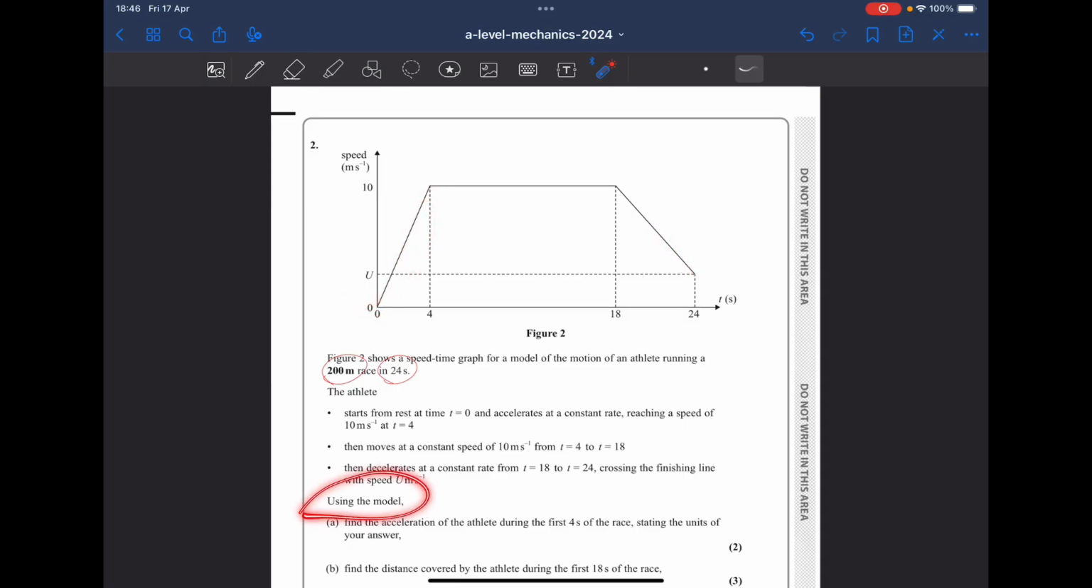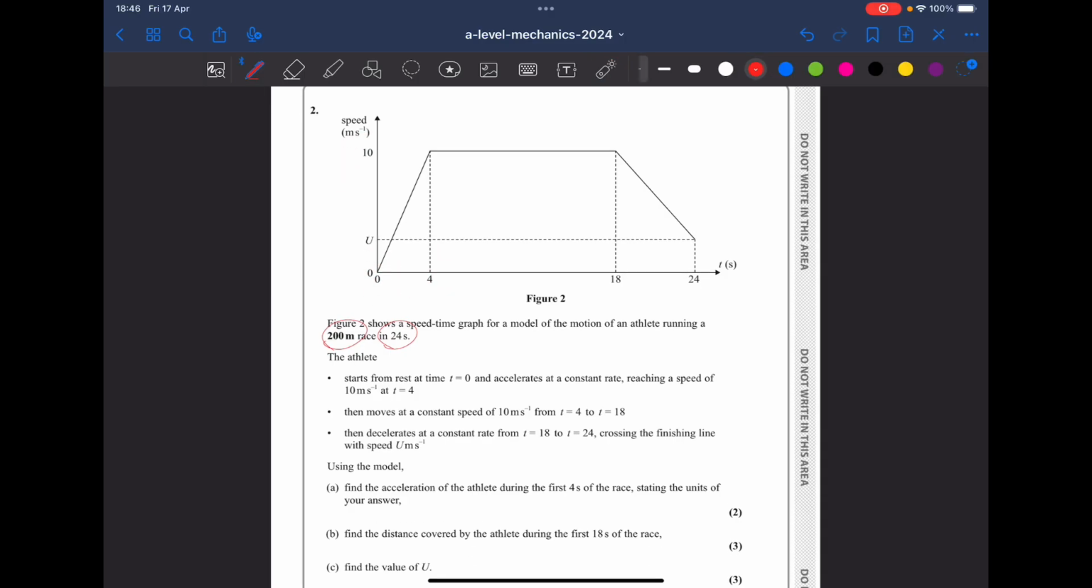So using the model, find the acceleration during the first 4 seconds. If this is speed, this is time, the acceleration is given by the gradient. So it's going to be 10 take away 0, divided by 4 take away 0. So 10 over 4 should be 5 over 2 for that one.